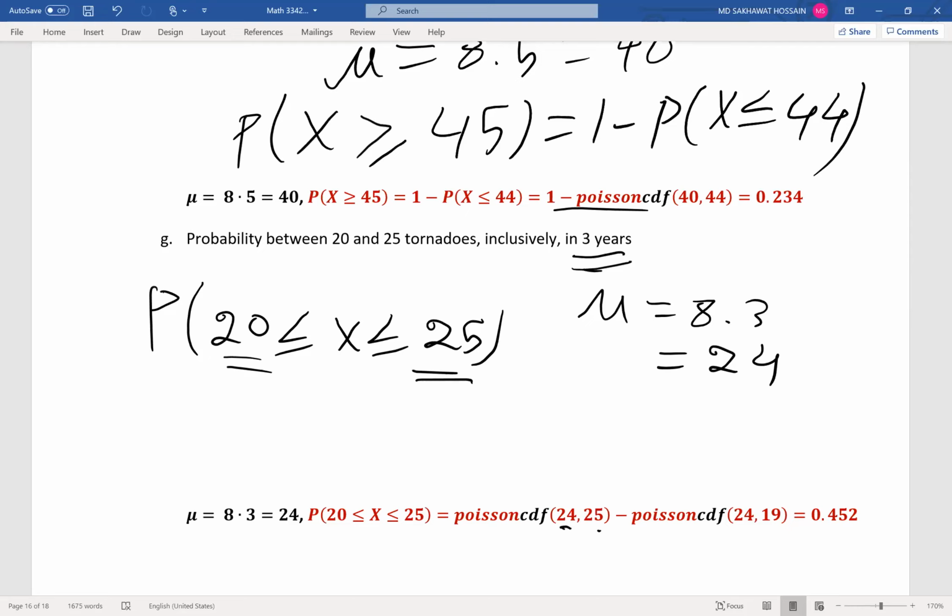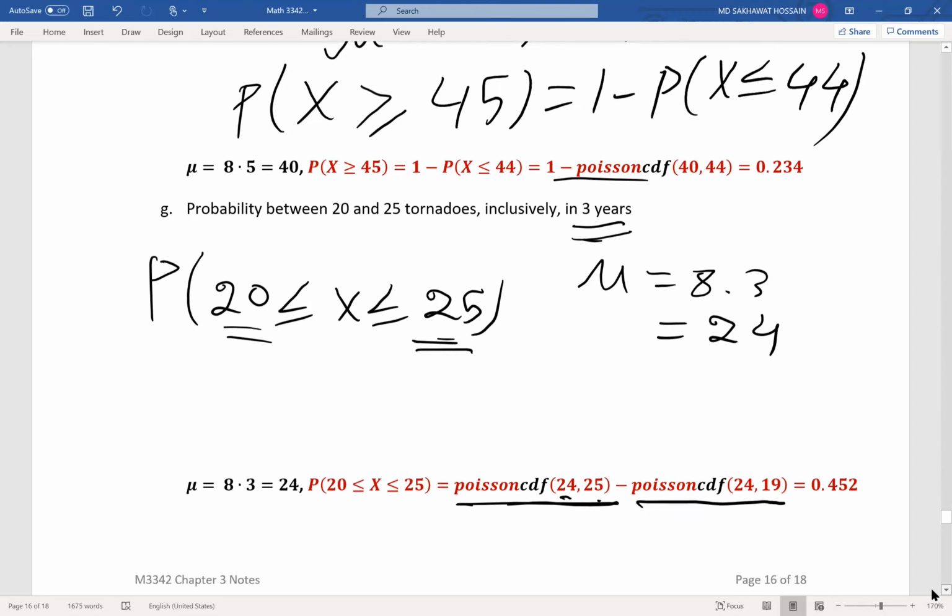If you use this number here, it will give you the probability from 0 to 25. But we need from 20 to 25. So you have to subtract the probability from 0 to 19. That's why we used Poisson CDF (24, 19). And this probability is 0.452.